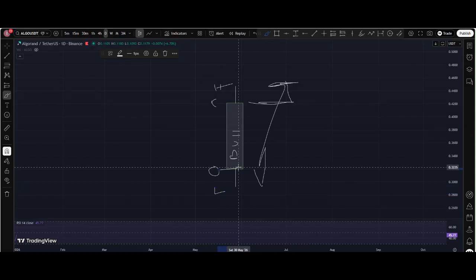This area is the opening price. This is the lowest price, this is the highest price, and this is the close price. This is how to create a bullish candle in the bullish candlestick pattern.